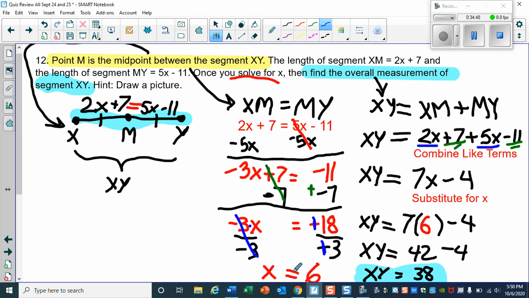However, we're not finished. We need to find the overall measurement of XY. But we do know that XY is the overall length from X to M and then from M to Y. You could say XY equals the sum of XM plus MY. Since that's the case, rather than setting 2x plus 7 equal to 5x minus 11, now you're going to combine like terms. Remember, now we're looking for the overall distance, so we have to add the two sections together. So you add 2x and 5x, 7x. Positive 7, negative 11, negative 4. Substitute for x, which we have to do here. So 7 times 6 is 42. 42 minus 4 is 38.